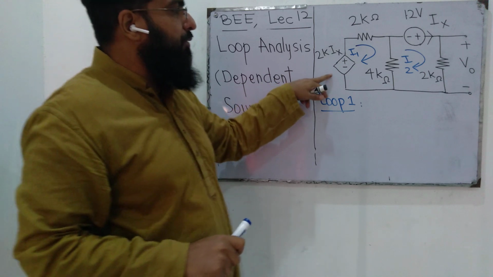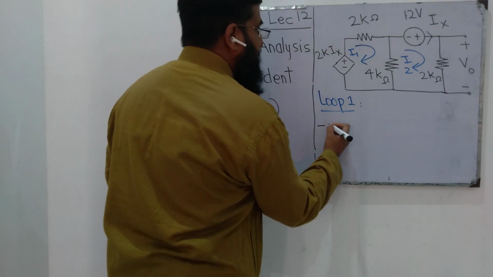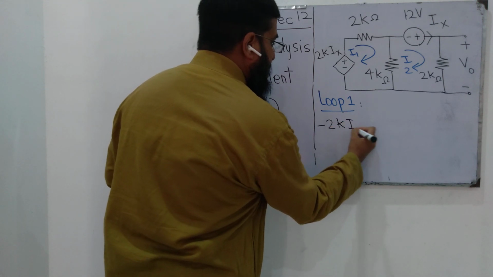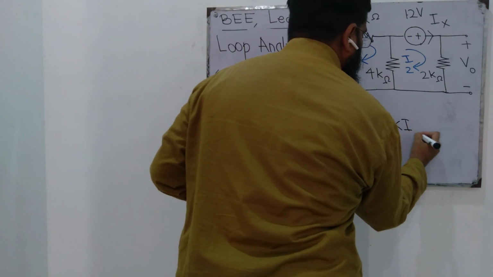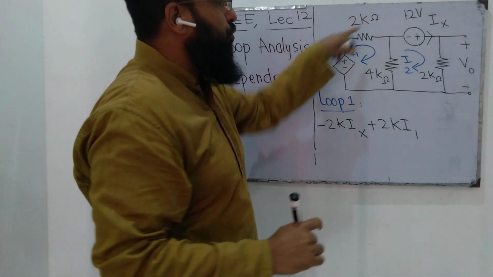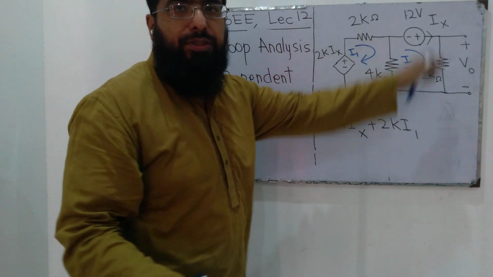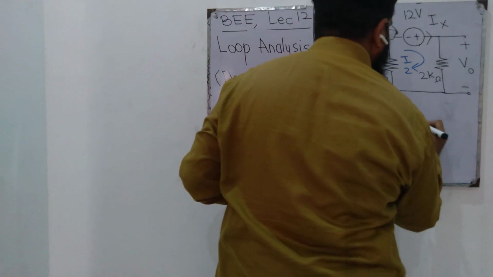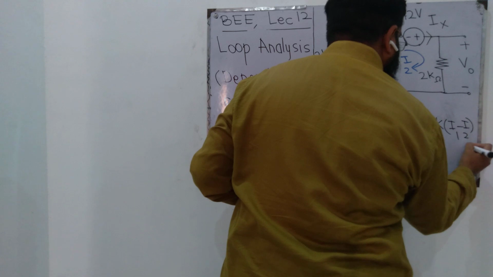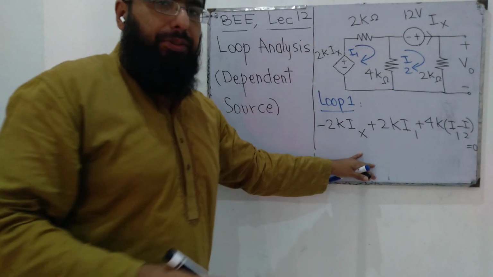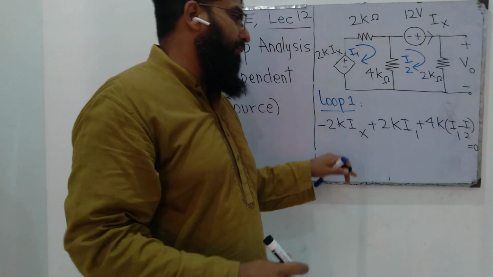Current I1 enters from the negative side of the source, so this is a voltage rise, and we write it as negative as per our convention: minus 2k Ix, plus 2k I1, which is the voltage drop across this 2 kilo ohm resistor. For the 4 kilo ohm resistor, there are two currents, I1 going downwards and I2 going upwards, so we write 4k (I1 minus I2) is equal to 0. This is the full KVL equation for loop number 1.